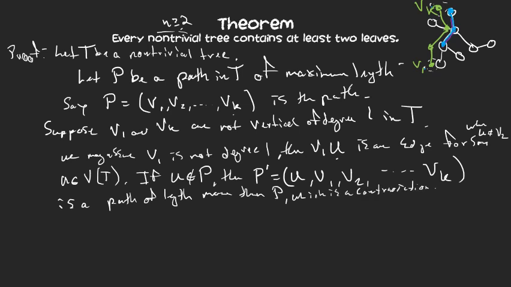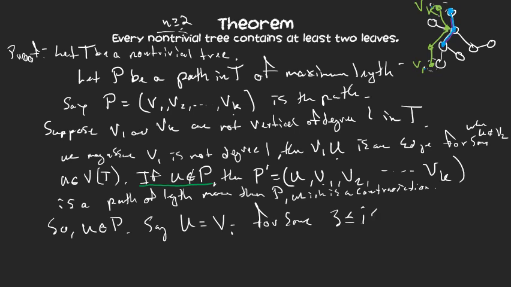And so in particular, I know that this case can't happen, that U must be on the path. So U must have been in the original path. But I know that V1 is adjacent to U. And so let's say U equals Vi for some i. So remember that U is not V2. So this would be for some i between 3 and k.